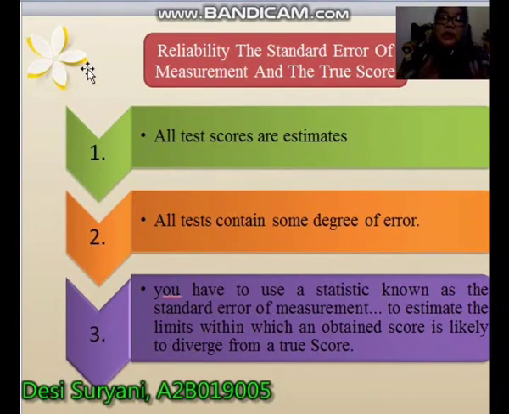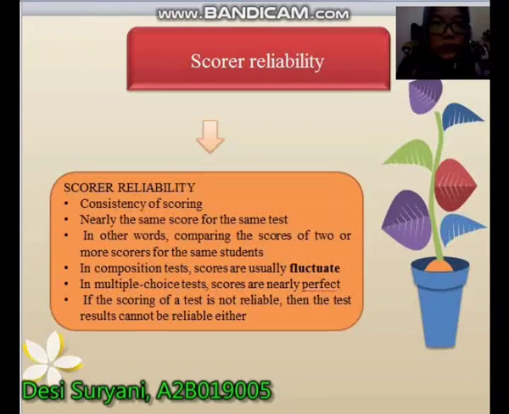Imagine that it were possible for someone to take the same language test over and over again an indefinitely large number of times, without their performance being affected by having already taken the test and without their ability in the language changing. We are able to make statements about the probability that a candidate's true score, the one which best represents their ability on a test, is within a certain number of points of the score they actually obtain on the test. The next one is scorer reliability.